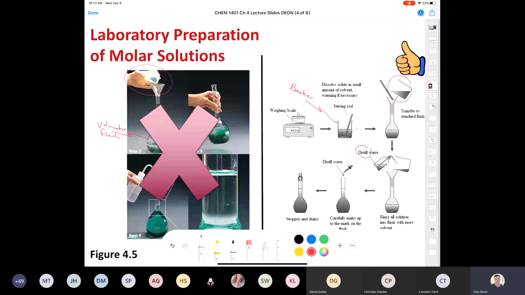Then you add distilled water and fill up the volumetric flask to the line, so the meniscus is just at the line. You put your eyeball at the level of the meniscus, so you might have to crouch down. Can anybody see what the volume of this flask is? Looks like a 500. So when it's right there, you would read that as 500.00 milliliters. So it's calibrated to the hundredths place. Kind of cool, huh? Then you would stopper it and shake.